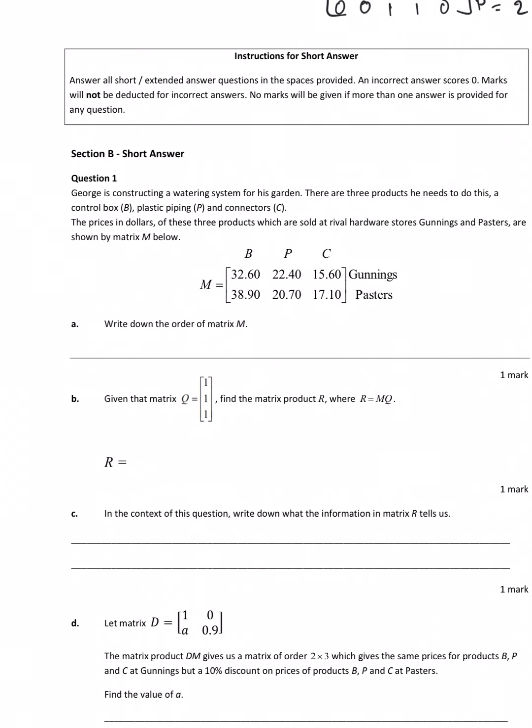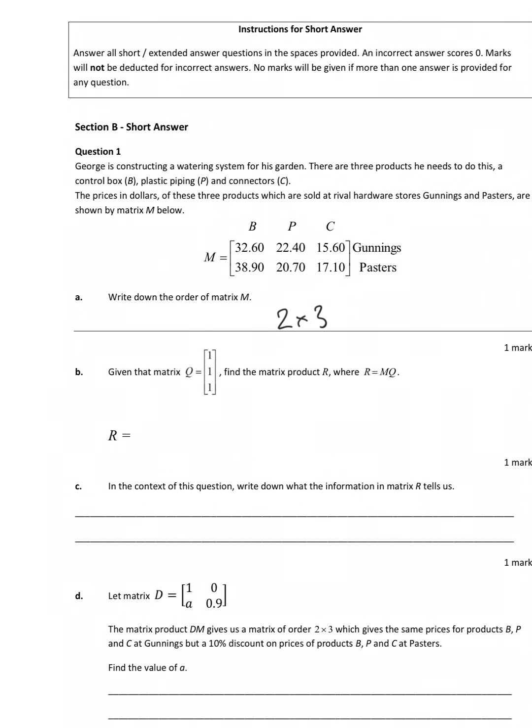Okay, write down the order of matrix M. I just haven't read the question. That's not what you should do, but that's a 2 by 3 matrix. Okay, given that Q is that, find the matrix product R, where R is M times Q.